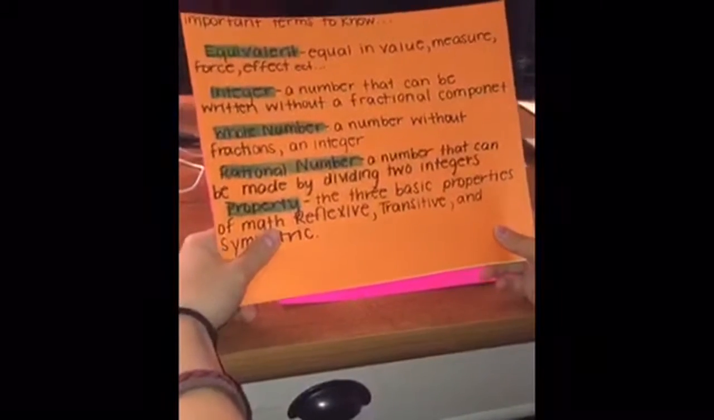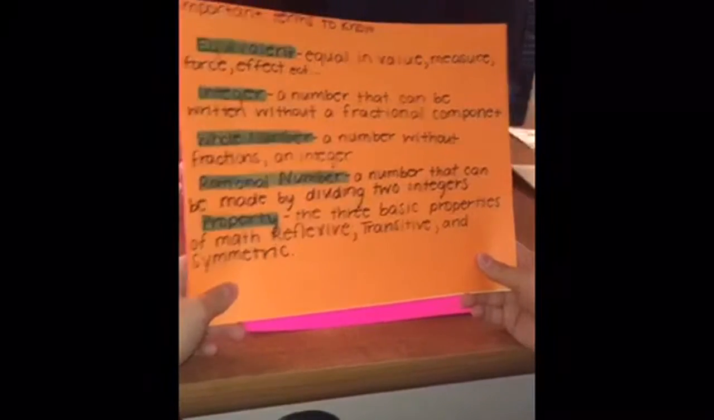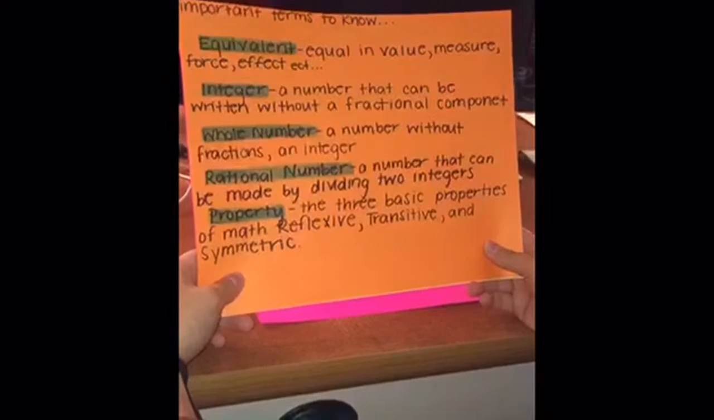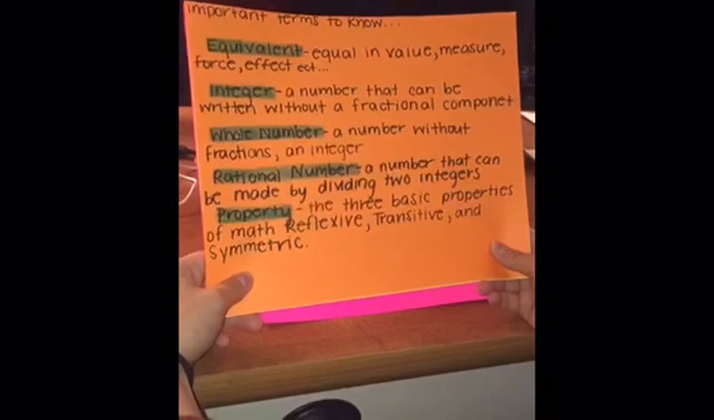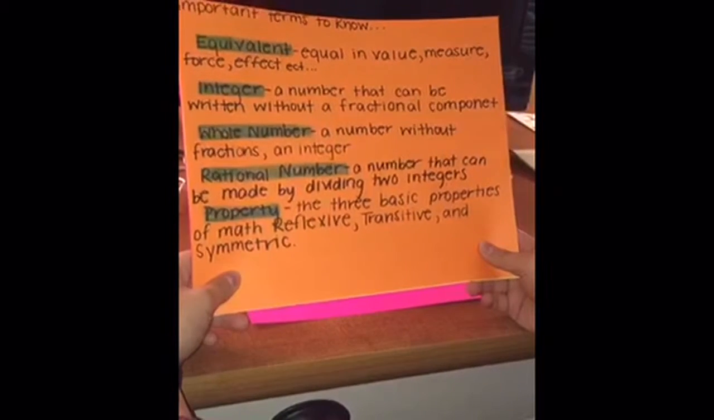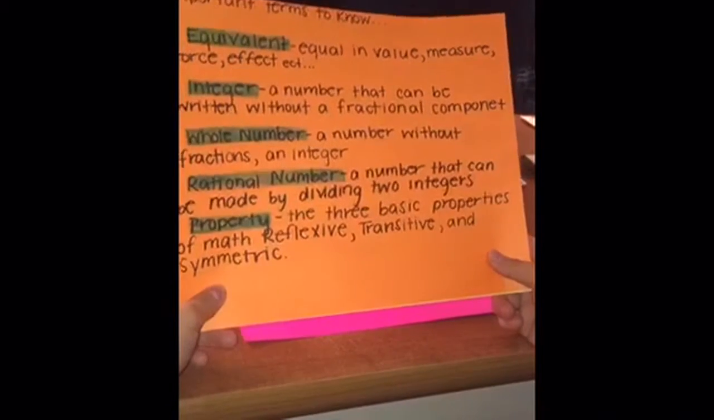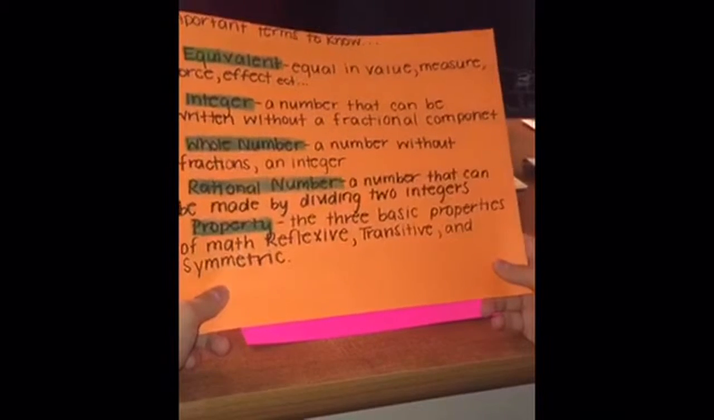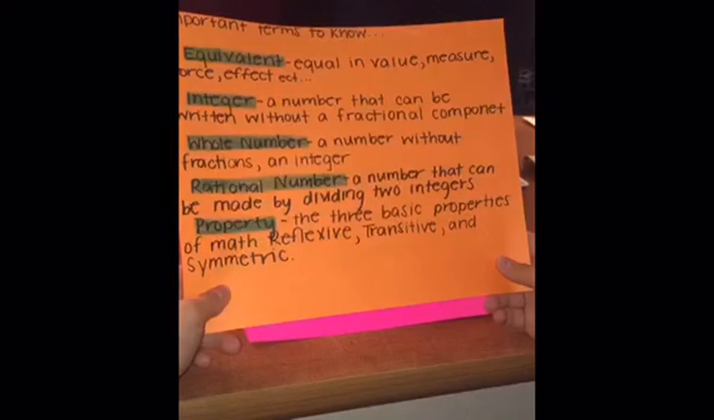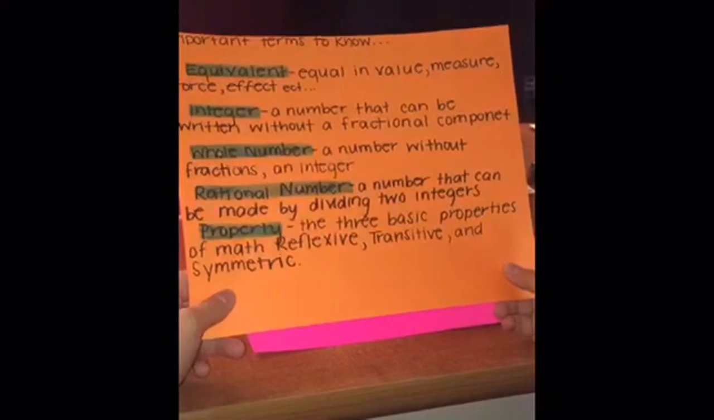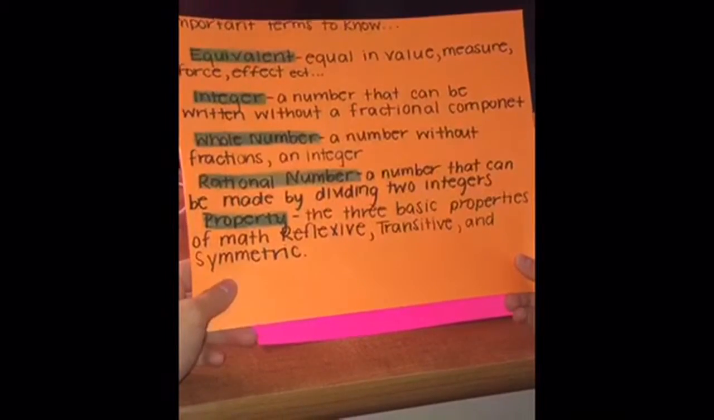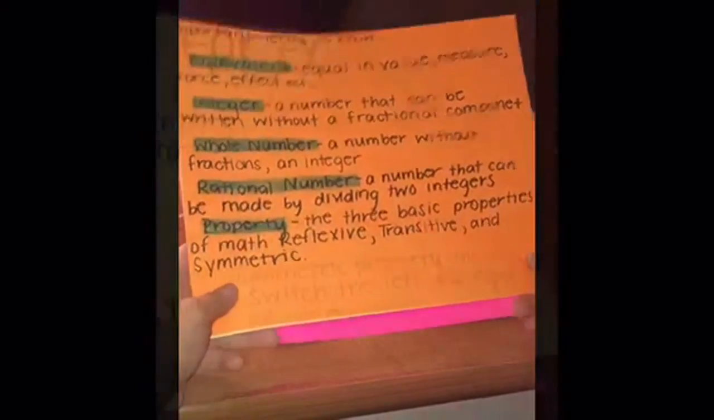Important terms to know. Equivalent: equal in value, measure, force, effect, etc. Integer: a number that can be written without a fractional component. Whole number: a number without fractions, also known as an integer. Rational number: a number that can be made by dividing two integers. Property: the three basic properties of math are reflexive, transitive, and symmetric.